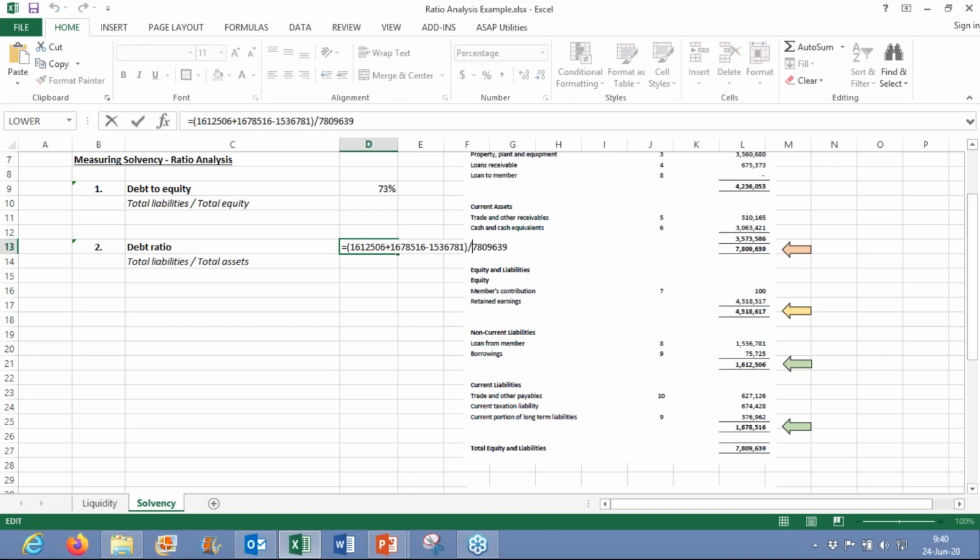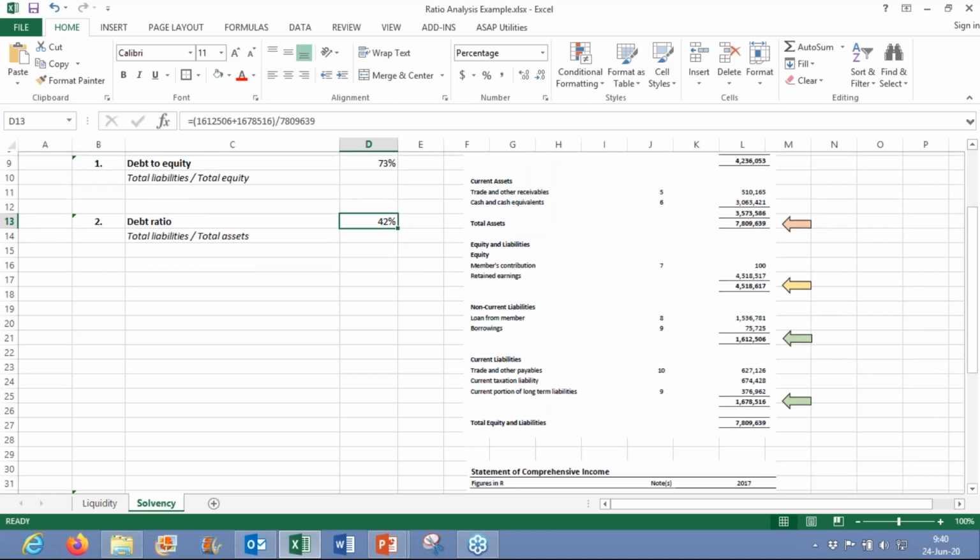So in conjunction, if you look at both these ratios together, you can see that we are in a fairly strong solvency position, and we are not very highly geared. In other words, we don't have a very large proportion of debt in relation to the equity.